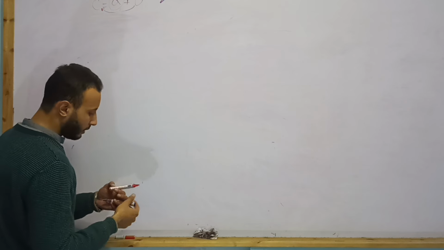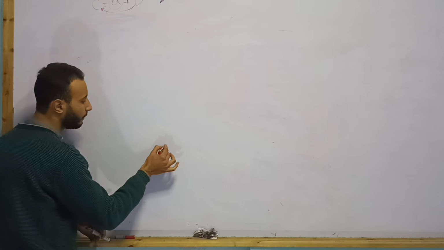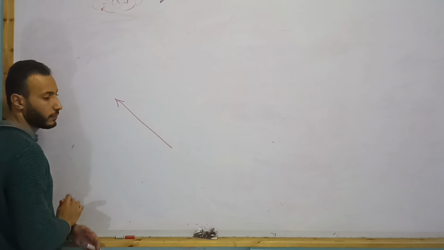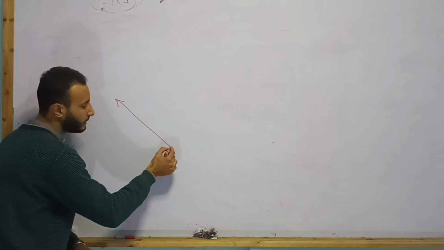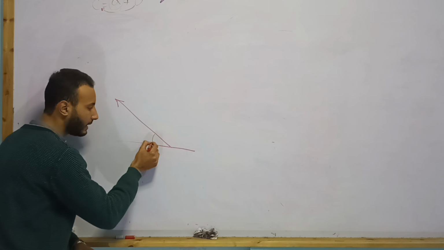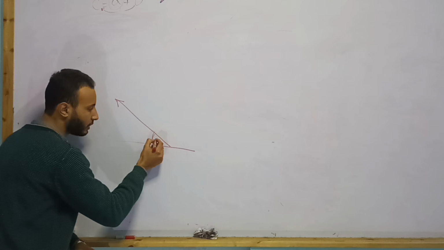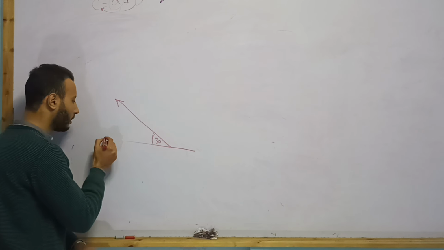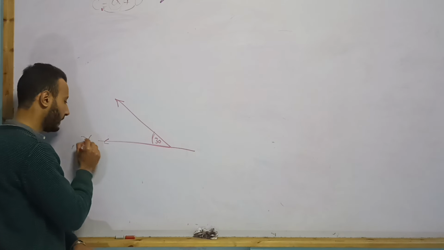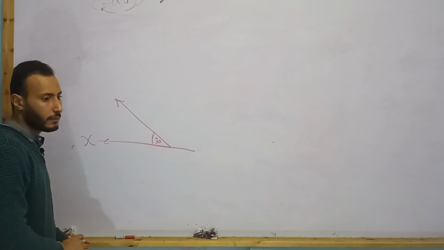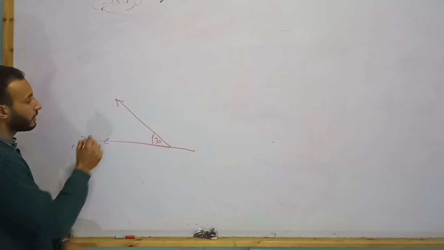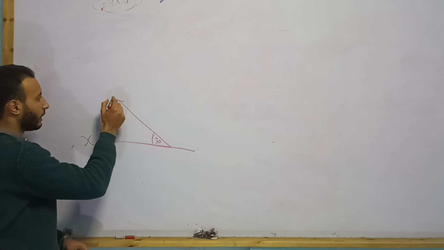For example, he gave me a vector, or an airplane or car, moving like this. And he said that this car or this airplane makes an angle of about 30 with the ground. If this is the ground, which is the x-axis, and then this one turned like this.